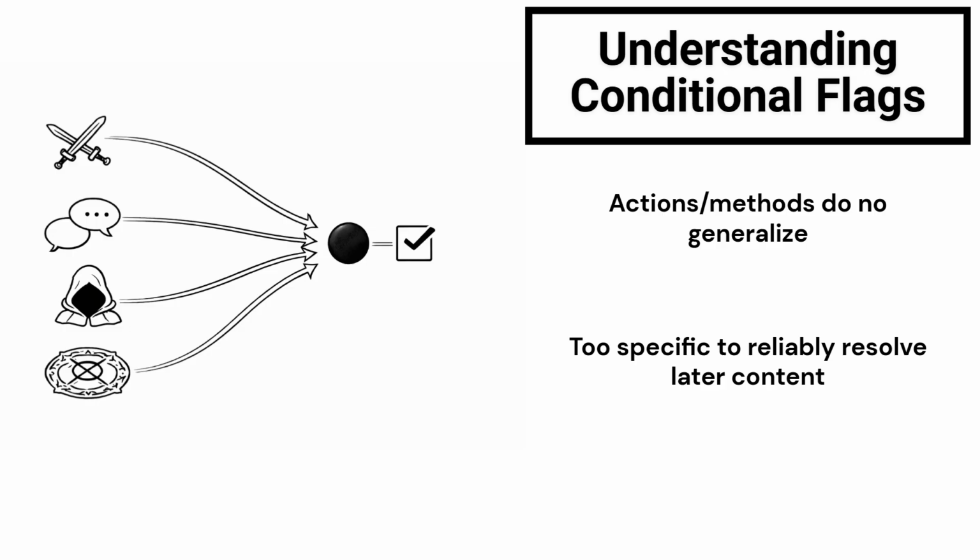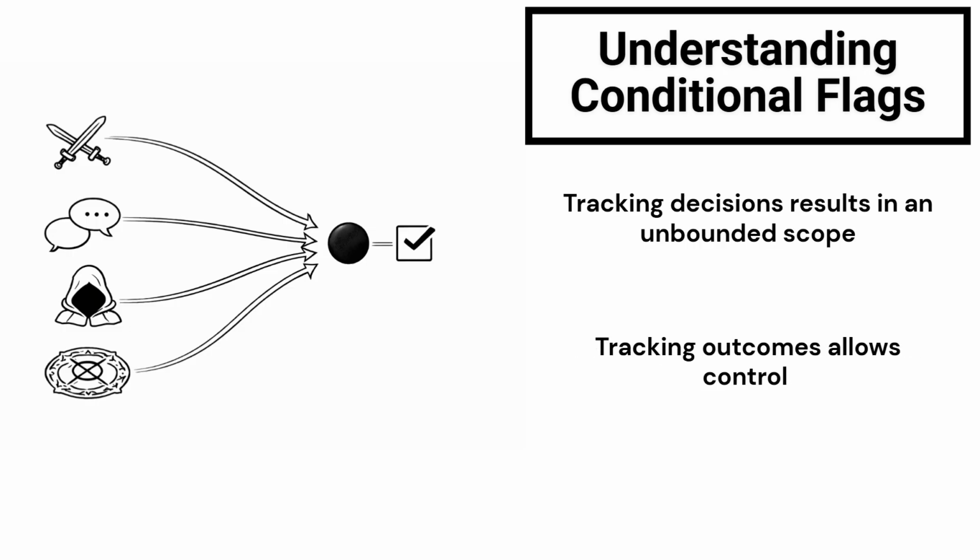This is the central mistake of forward-branching narrative design. It attempts to preserve player agency by tracking choices. But, as we've discussed, the number of possible choices in an imagination-driven medium is unbounded. So control cannot come from tracking decisions. It can only come from tracking outcomes.